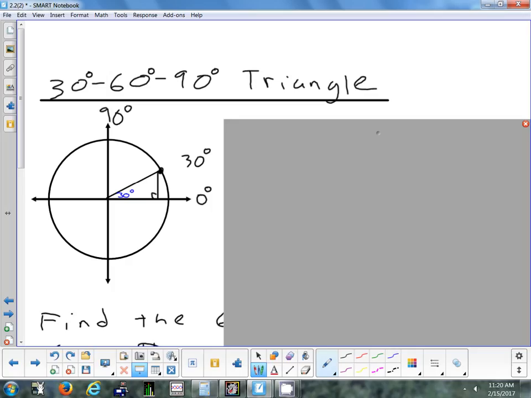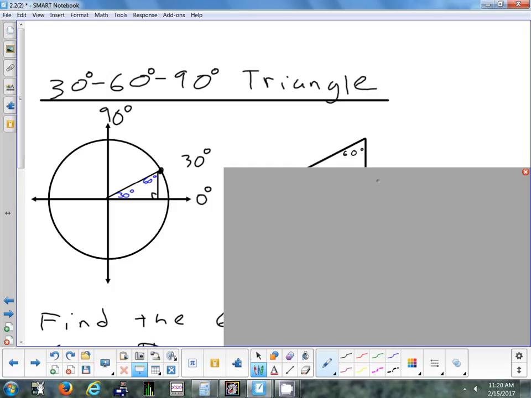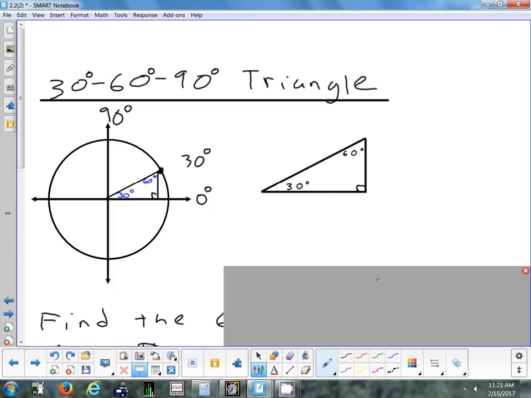Okay, based on what we said last time about triangles, what does this angle at the top have to be? Yeah, it's got to be 60. And that's why we're looking at the 30, 60, 90 right triangle. Okay, I've just drawn it a little bit bigger off to the side so we can look at it.